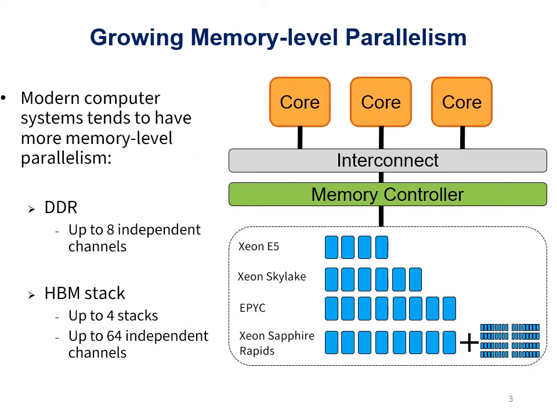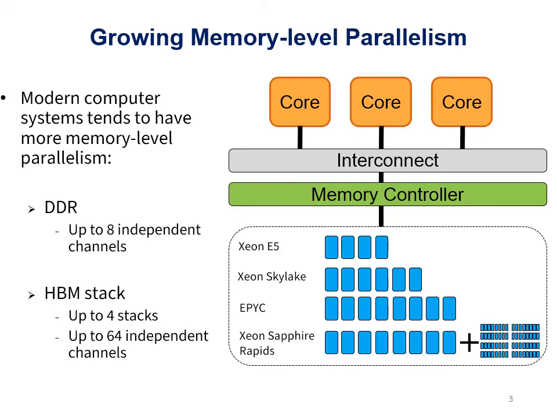Modern computer systems tend to have more and more memory-level parallelism. For example, in the past 10 years, the number of DDR memory channels increased from 4 to 8. To further increase the memory-level parallelism, 3D stacking memory provides significantly higher peak memory bandwidth by employing a new parallel memory architecture that vertically stacks multiple DRAM dies using TSV technology.